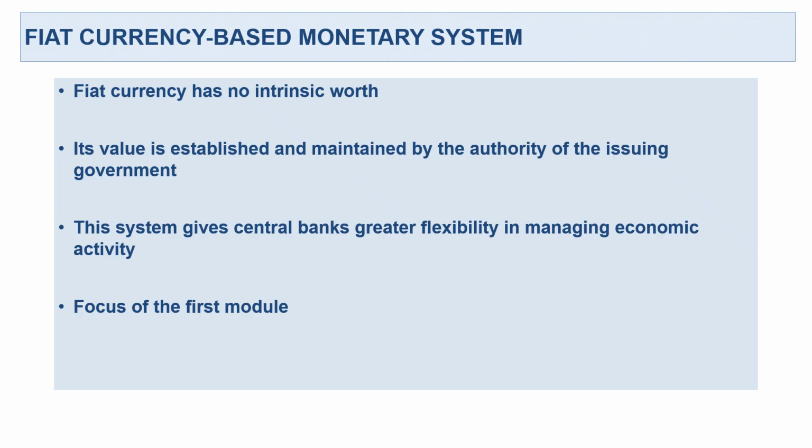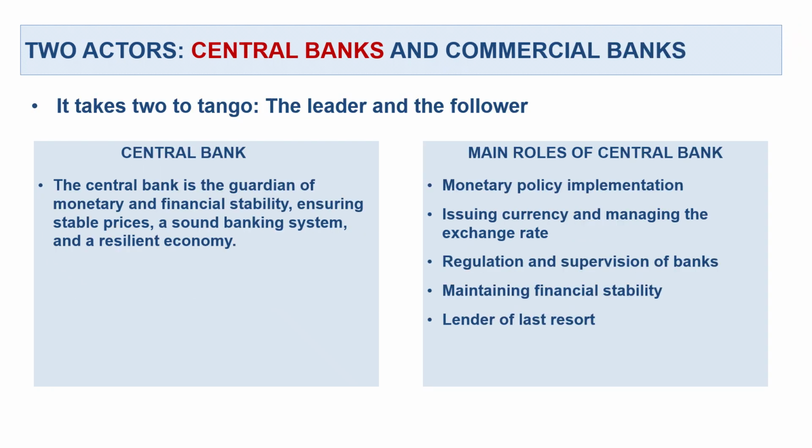The conduit for regulating money supply is through commercial banks in the modern monetary system. The focus of the first module will be in understanding the interactions and the interconnectedness between central banks and commercial bank balance sheet. There are two actors in the economy: central banks and commercial banks. The phrase "it takes two to tango" is an English idiom that means some actions or situations require two people to make them happen. The leader and follower part comes from the actual dance tango, which requires one person to lead and one person to follow, highlighting that mutual participation is necessary.